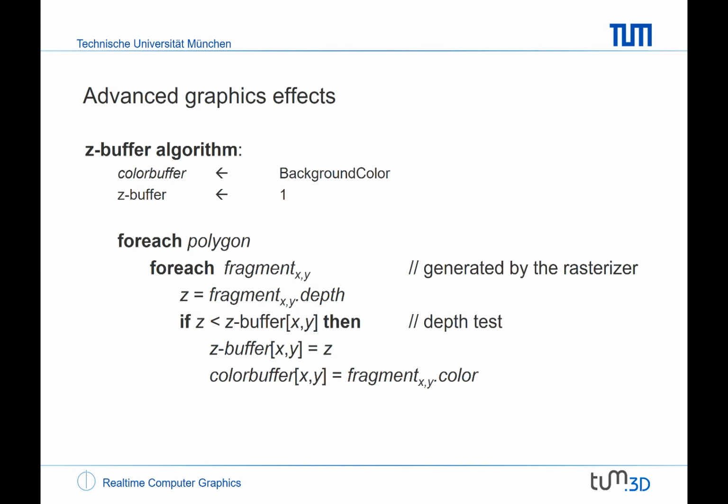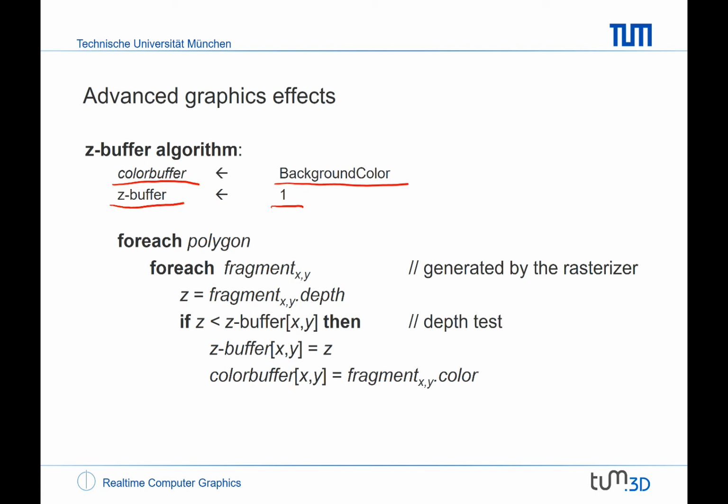So here's the Z buffer algorithm in pseudocode. What we do first is we initialize the color buffer and the Z buffer with some initial values: the background color, which might be black, and an initial Z buffer value or depth value that is equal to 1, so the largest value that can be stored in such a depth buffer entry. Let's assume that this is 1.